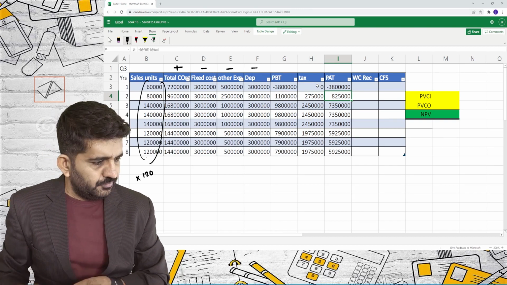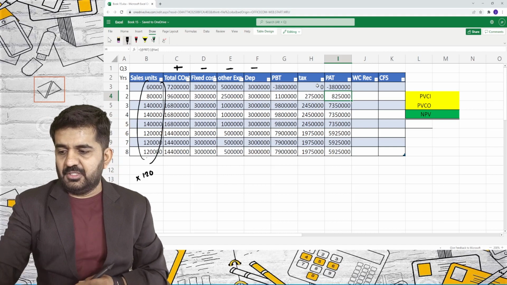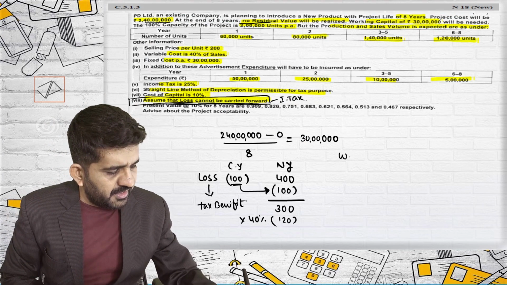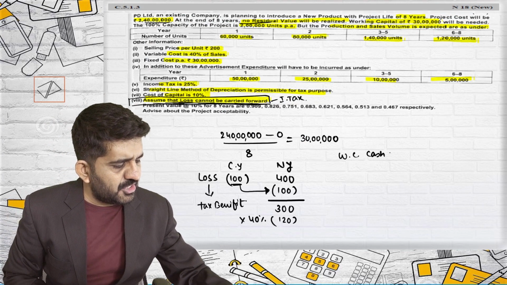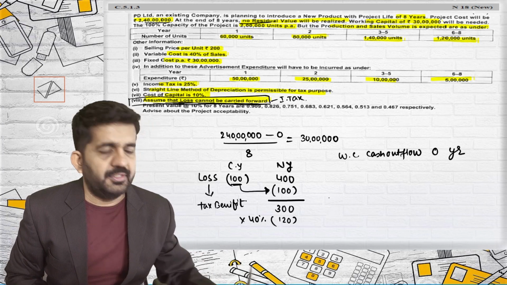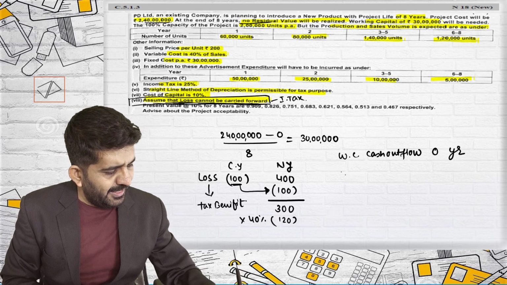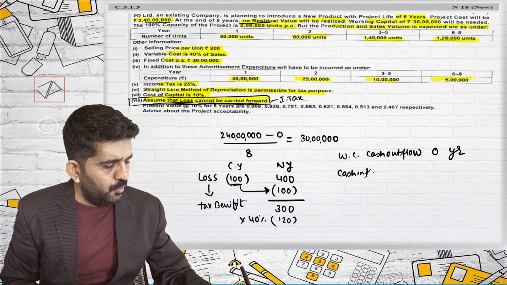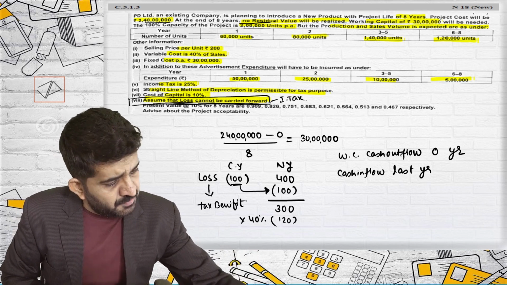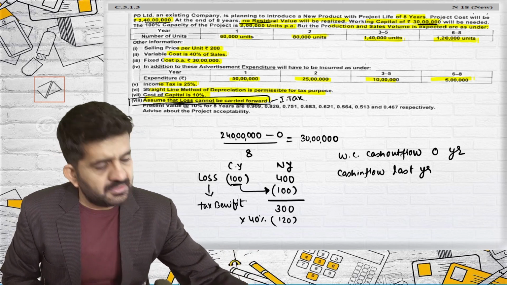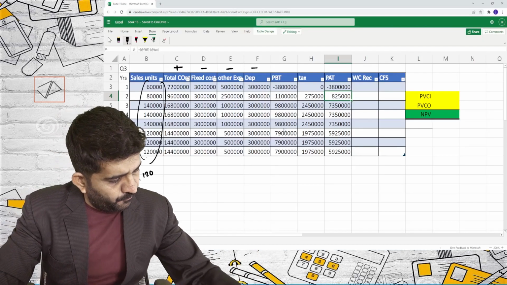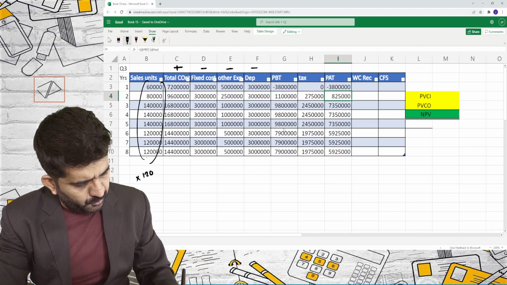All right, working capital. There is a concept of working capital. We have done working capital. Working capital is a cash outflow in 0 year and it is a cash inflow in last year. What is my working capital? 30 lakhs rupees will be cash outflow in 0 year. Let me do 0 year over here.